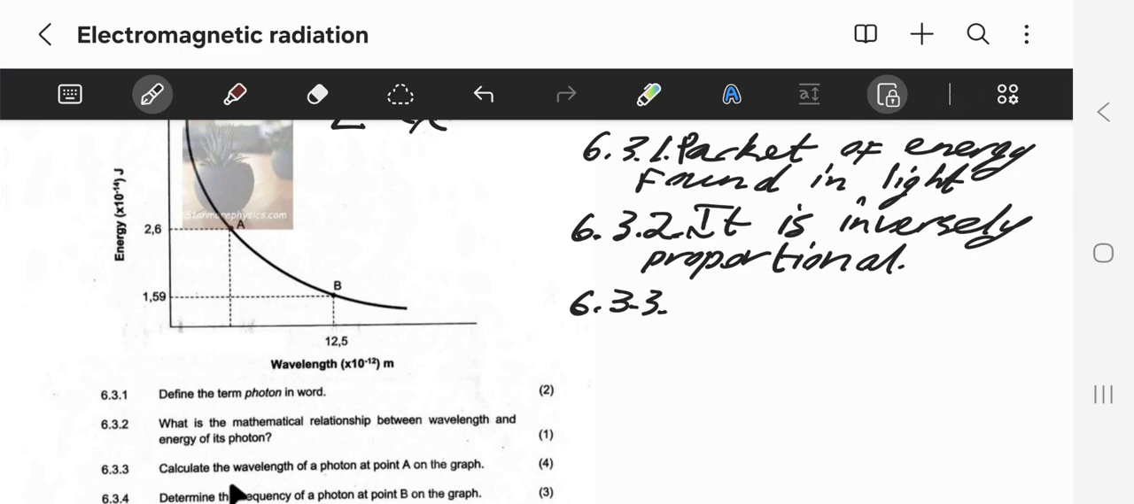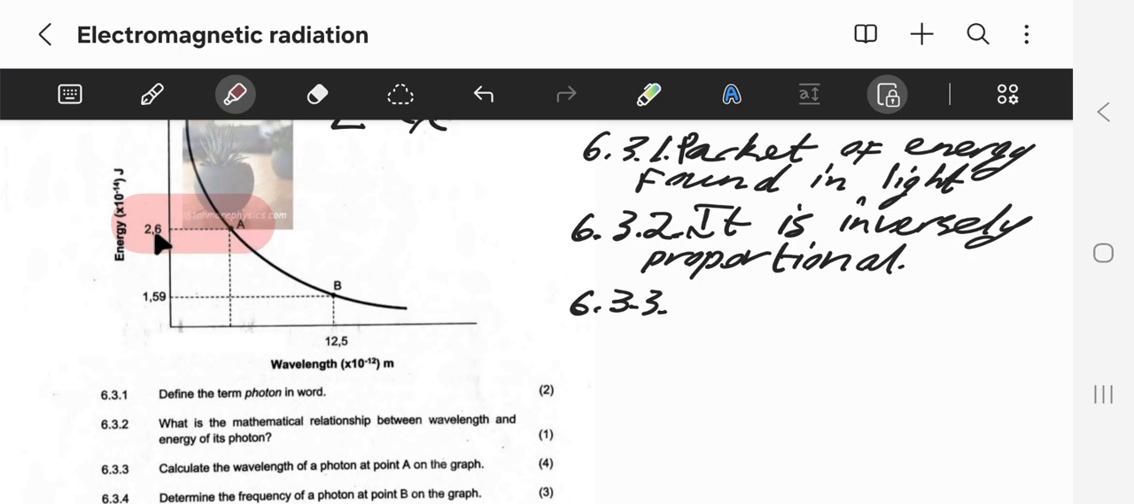6.3.3 says calculate the wavelength of a photon at point A on the graph. So if we look at our graph, guys, the y-axis shows us the values of the energies, and the x-axis shows us the values of the wavelength. So if they say we must find the wavelength of a photon at point A, this is where point A is. Let me highlight it like this.